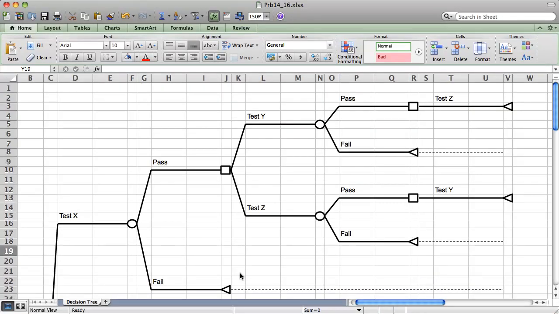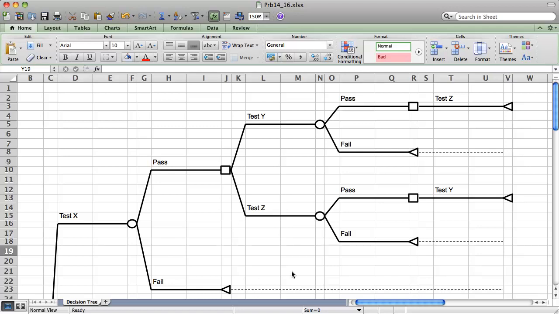Now let's take a look at problem 16. Problem 16 is a simple decision tree problem. And decision trees give us a way to show visually a series of outcomes that depend upon one another. So here in problem 16, we're looking at three different tests. And the tests have to run in sequence. So they're labeled test X, test Y, and test Z.